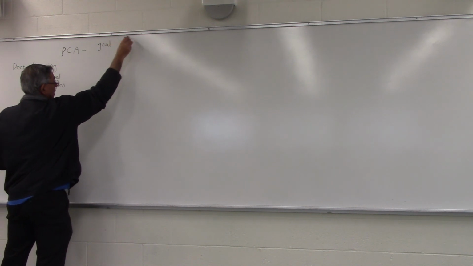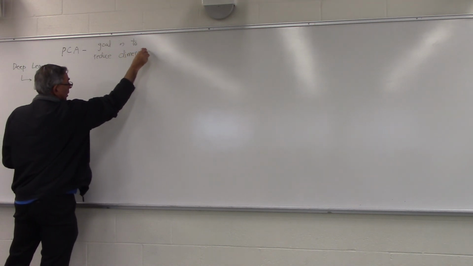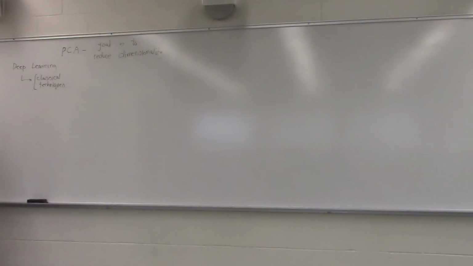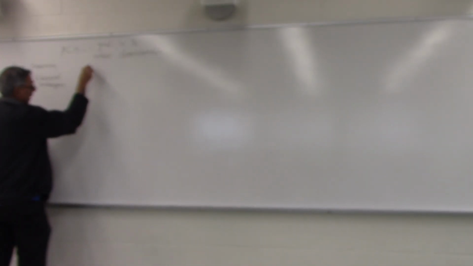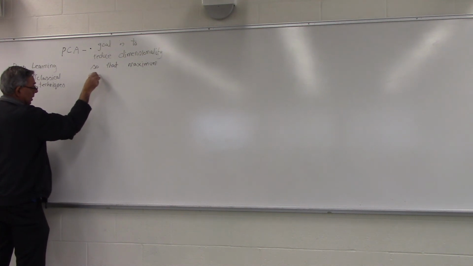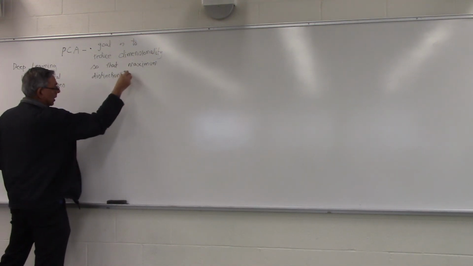So as we discussed in the last lecture, the goal of PCA is to reduce dimensionality, so that only those dimensions which are important are preserved, and further, a secondary goal is, as we reduce the dimensionality, so that maximum distinction can be made between data.